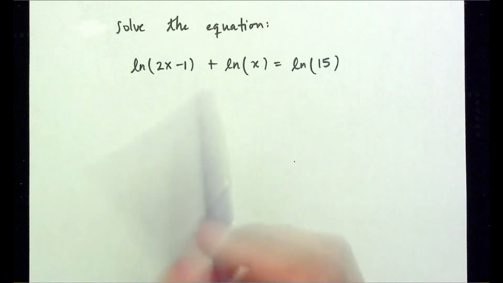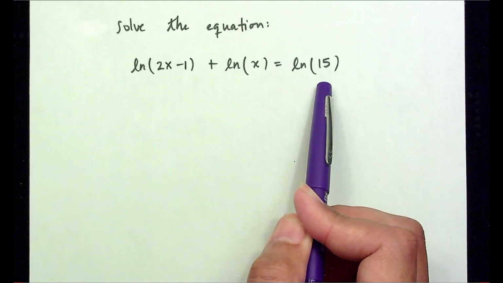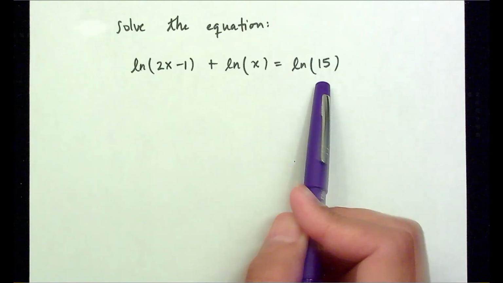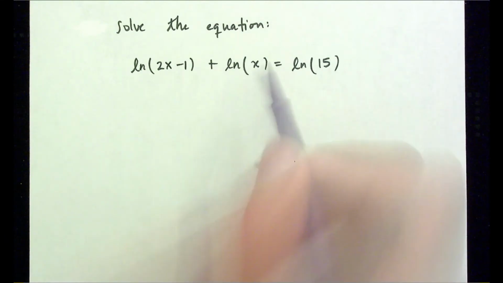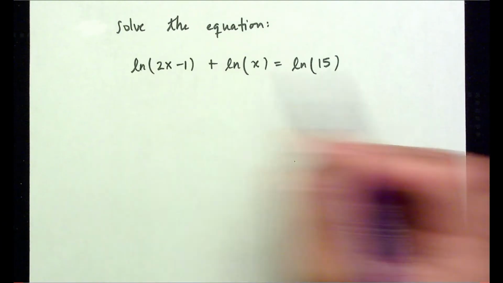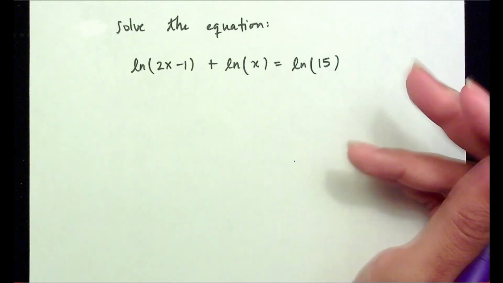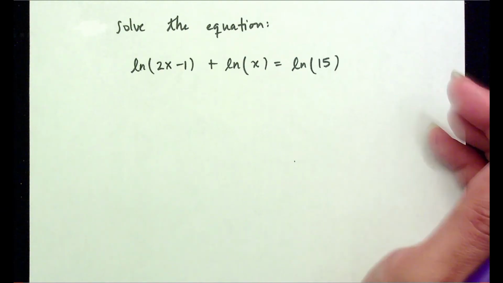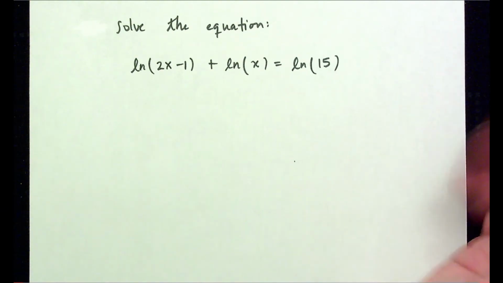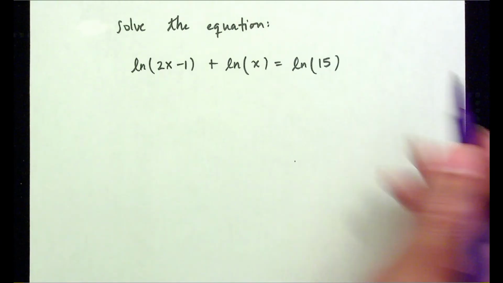Solve the equation. This is a logarithmic equation because the variable is inside a logarithm. There's two ways of doing this, and I'm going to do it one way and just tell you then what's another way of doing it. But what we could do here is combine these two logarithms into a single one. Generally speaking, we want as few logarithms as possible. So we can combine them using the properties of logarithms.